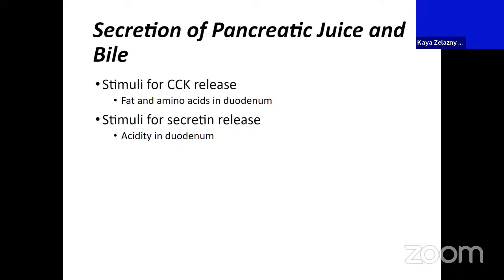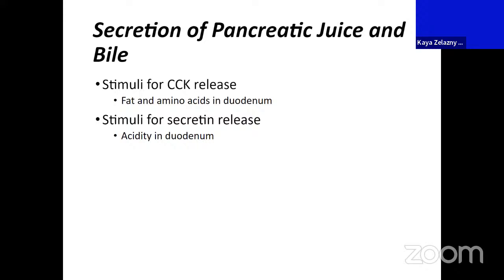Okay. So food in the form of fat and amino acids in the duodenum triggers the release of CCK, which tells our acinar cells to make our various pancreatic enzymes. Okay. For the secretin, its job is to make bicarbonate. Bicarbonate is a buffer, so it buffers out acidity.